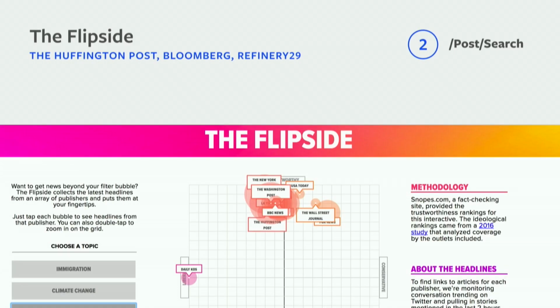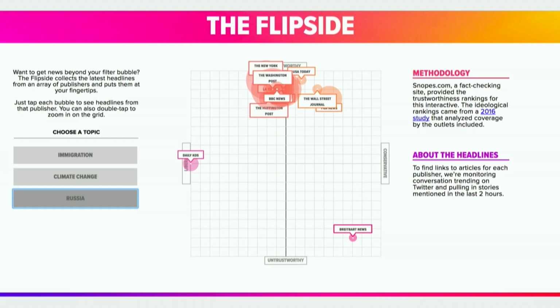Yes, so this is the flip side. This project was very different at the hackathon, and then this is what it became when it went home to the Huffington Post. But the team that built this was a collection of engineers and designers from the Huffington Post, Bloomberg, and Refinery 29. Basically what they did was they used the CrowdTangle API to pull posts related to Russia. They have 3 topic examples here: immigration, climate change, and Russia. They pulled all the posts coming from a set of 12 or 15 publishers.